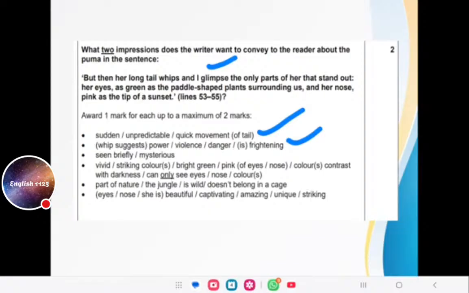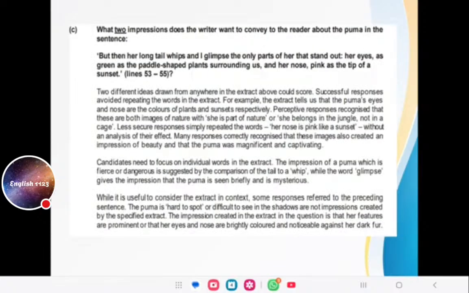So if you see, this is not the case that no impressions are available and it is difficult for you to understand or take out impressions. Rather, the part of the text that is given there is full of impressions. You just need to take out two of them. So you can easily do that. Have a look at this. Two different ideas drawn from anywhere in the extract above would score.